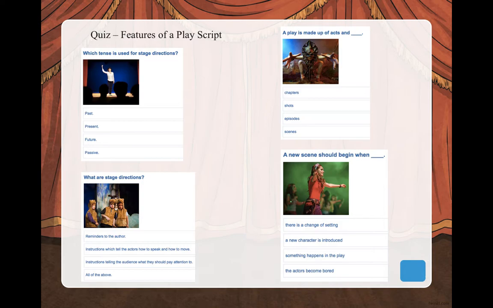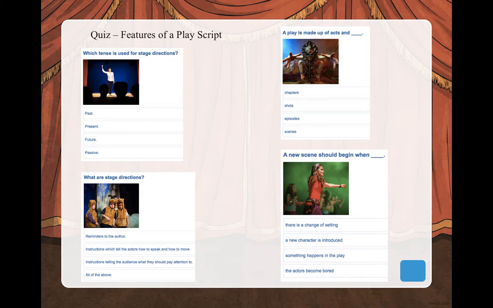Right, let's mark these 4 now. So number 1 should be present tense. Number 2, a play is made up of acts and it's number 4, scenes. Number 3, what are stage directions? It's 2, instructions which tell the actors how to speak and how to move. And last of all, a new scene should begin when, number 1, there is a change of setting.